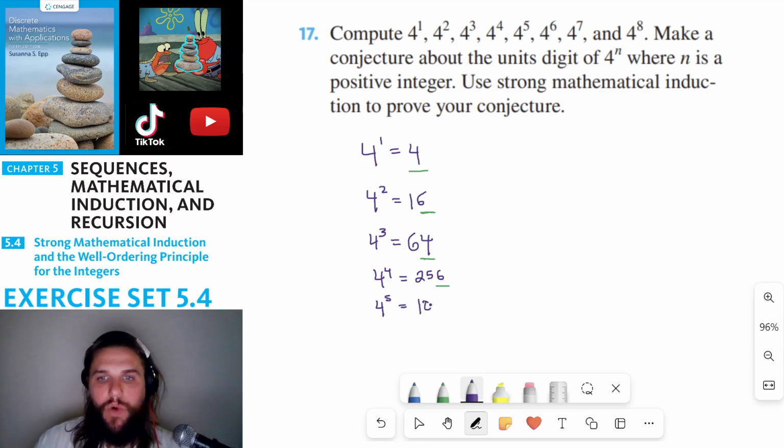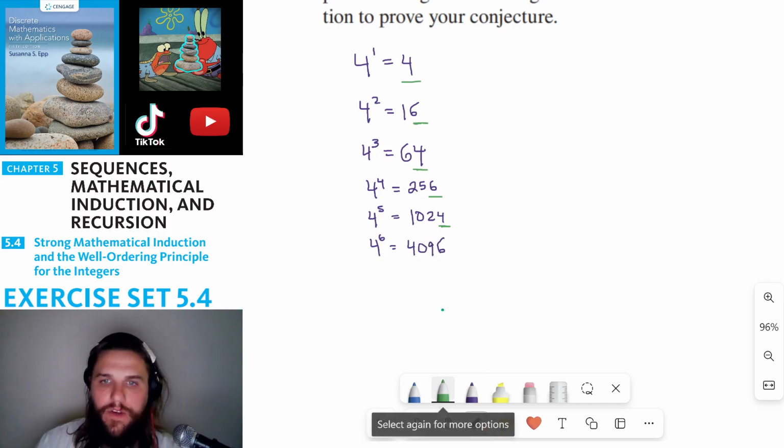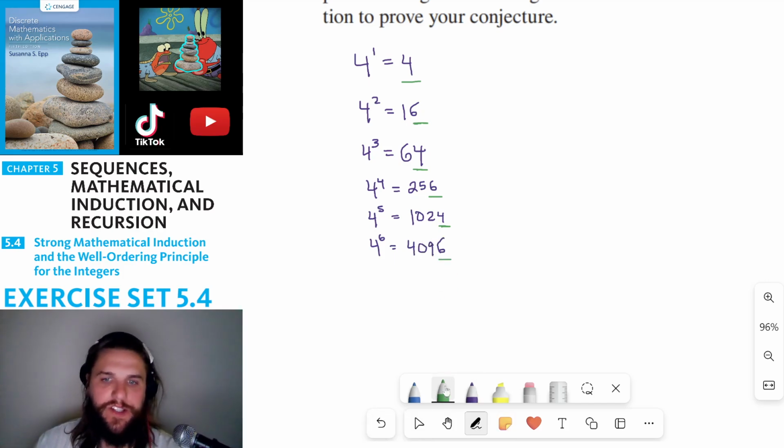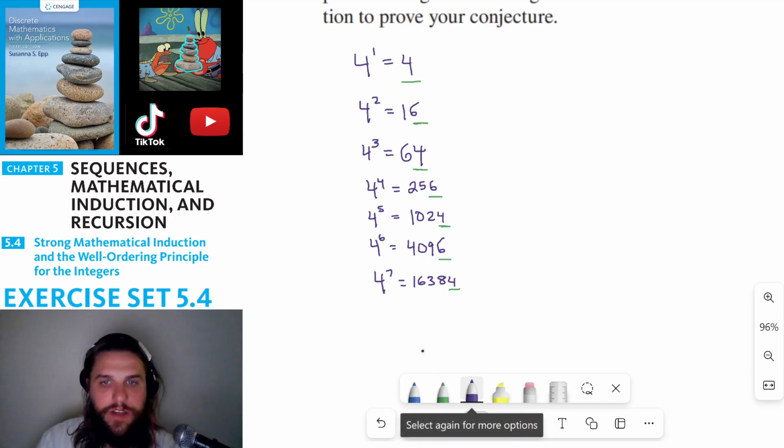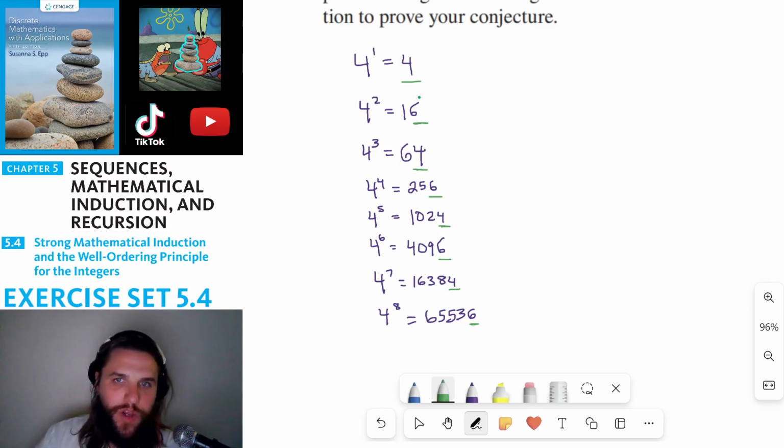4 to the 5th is 1024. Notice how it's a 4 in the units digit. 4 to the 6th power is 4096. The units place here is a 6. 4 to the 7th is 16,384. We're just going to emphasize the 4 in the units digit. And then 4 to the 8th is 65,536. Now, if you notice the pattern with the units digit here, we're alternating between a 4 and a 6.